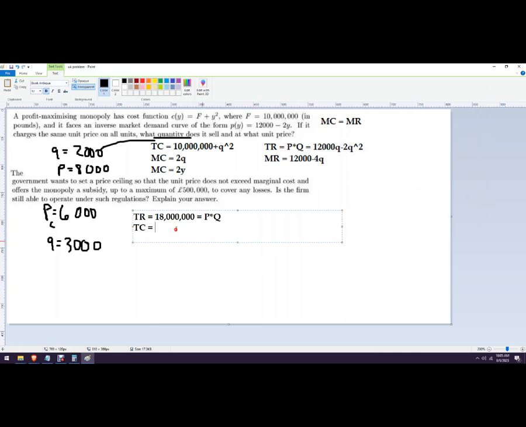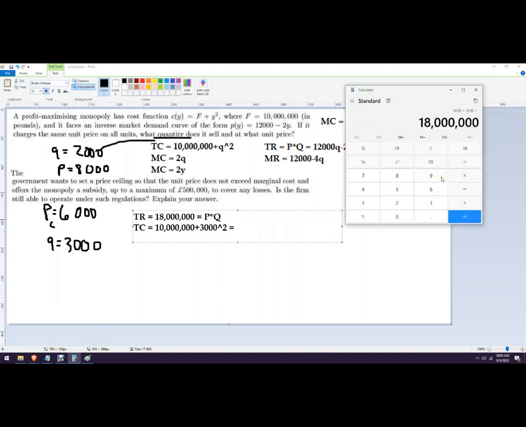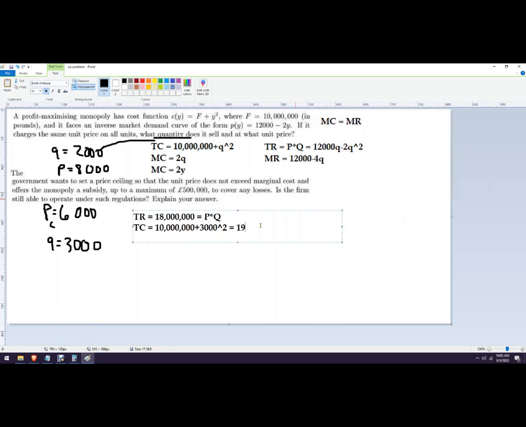Okay. What's our total cost? Our total cost, we're just going to use this cost function here. 10 million pounds plus y squared. So y in this case is the quantity, so it'd be 3,000 squared, which should be something like 9. I think it's like 9 million. So 3,000 times 3,000. Yeah, 9 million. So that would be 19 million pounds.